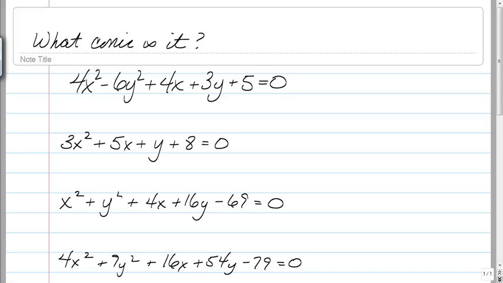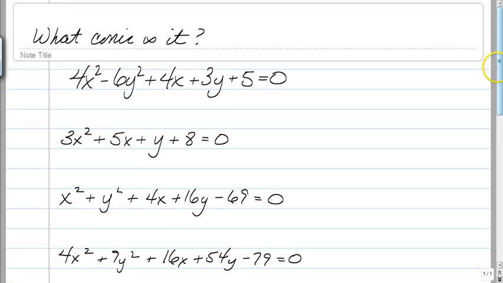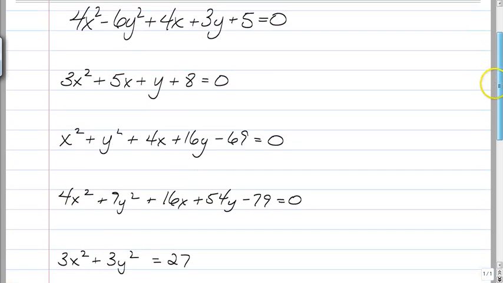Alright, it's time to play a little game called What Conic Is It? When you're doing conics, it's a nice skill to be able to look at the equation and give yourself a game plan. Wouldn't it stink if you did half a problem before realizing that it's not an ellipse like you thought it was? So that's the name of this game: What Conic Is It?